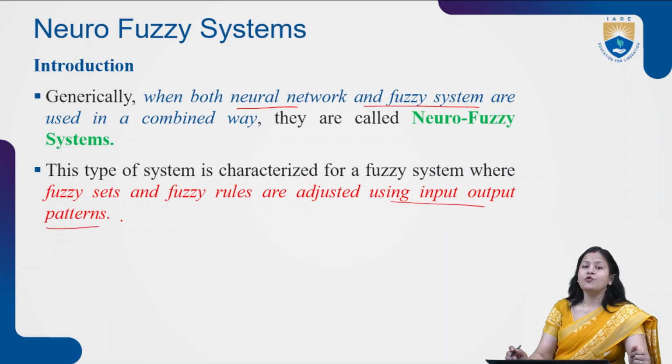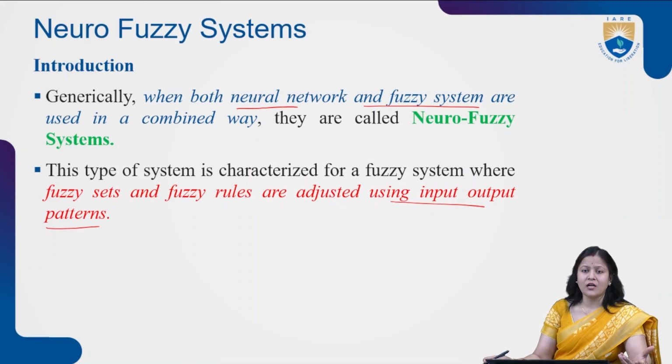This input-output pattern is related to the neural network. A neural network is a network consisting of various neurons, and it has self-learning and self-adaptability capability. It can learn by itself without human intervention, and it can be adaptable to any circumstances, any domain or any situation.